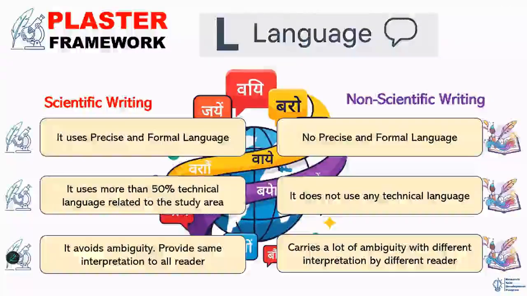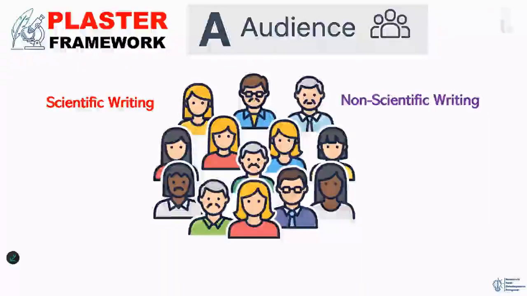If you are writing about your publication or preparing for a publication, make sure your language is formal and technical, and that it avoids ambiguity and interpretation, so that whoever reads it makes the same kind of meaning out of it. So in PLASTER, the second component, which is the language component, has three important things, and that makes scientific writing different from non-scientific writing.